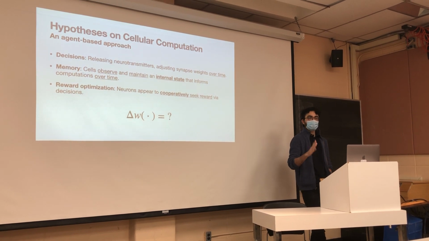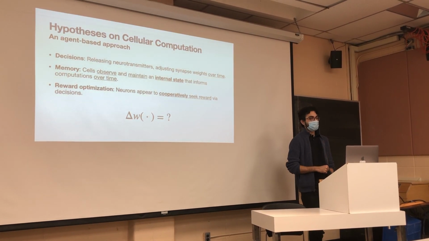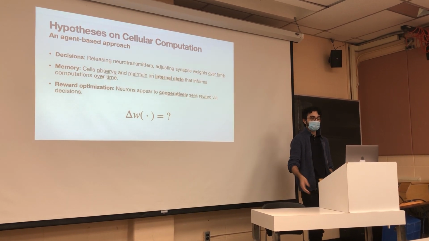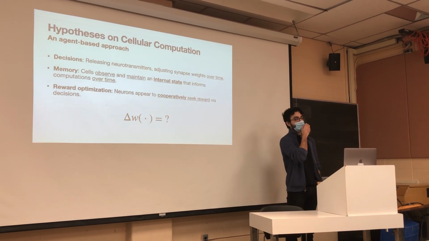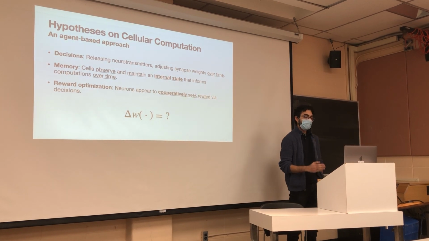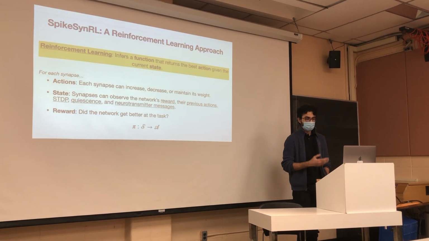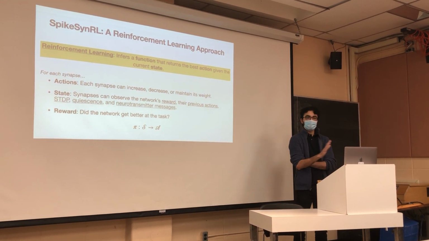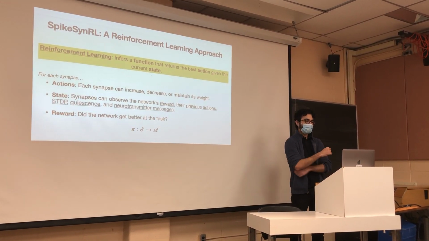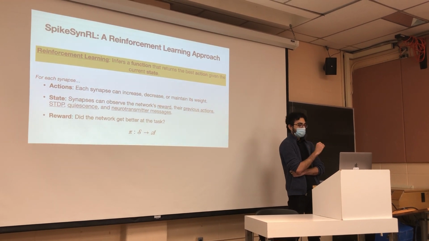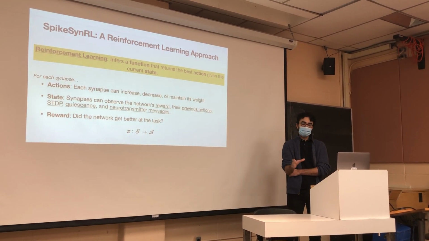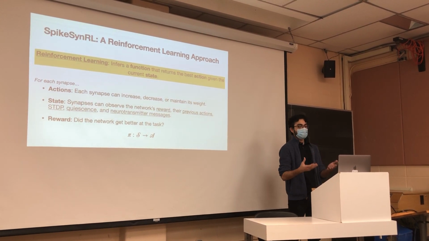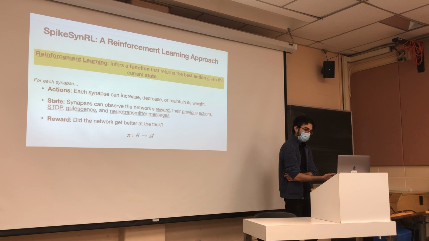And so these hypotheses are all well and good. It appears that existing work doesn't take a lot of these things into account, but that's no good as long as I can't come up with an update formula for each synapse, this delta W function. And so the way that this methodology does that is through reinforcement learning. And as much as I'd love to explain the entirety of reinforcement learning, it's one of my favorite subjects, for the purposes of this, reinforcement learning is used to infer a function that returns the best action given the current state, where the best action is the one that will yield maximum reward over time.